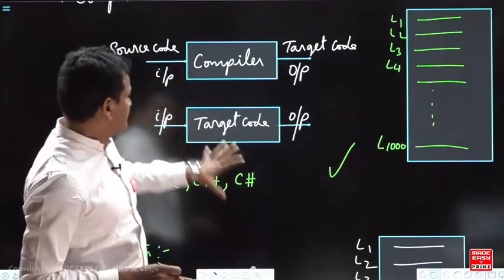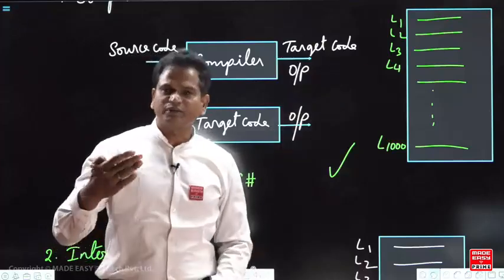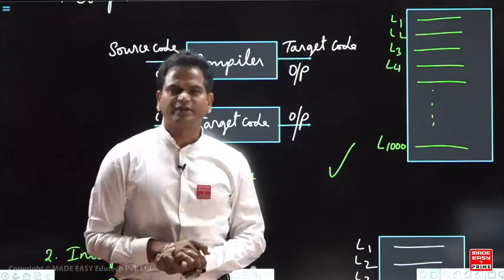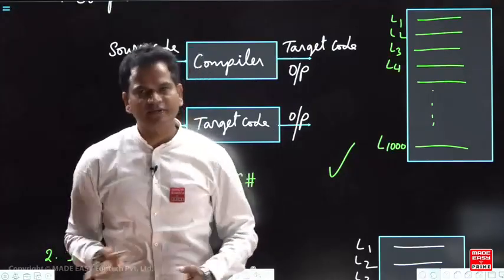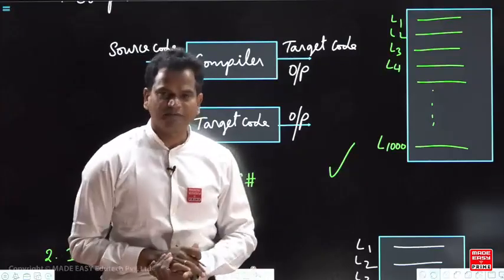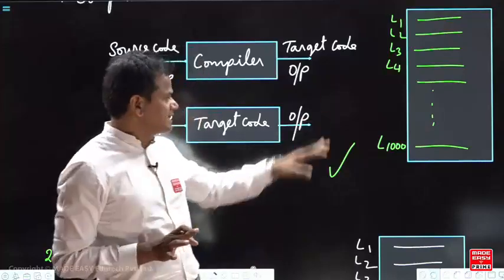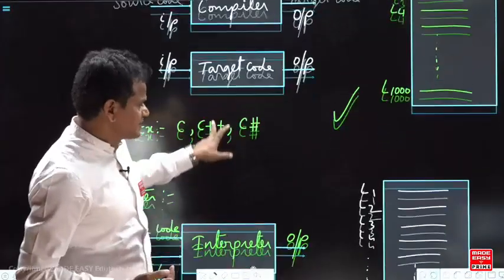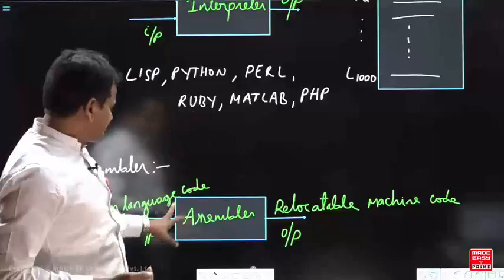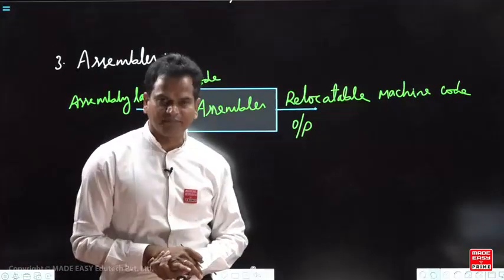Okay, I repeat, compiler takes the source code, it produces the target code. Target code is nothing but here assembly language code. Assembly language code is not a complete low level language. It is not a machine code. It is some mnemonic version of machine code. It is some intermediate language. That intermediate language we are taking as assembly language. That assembly language will be given as input to the assembler.